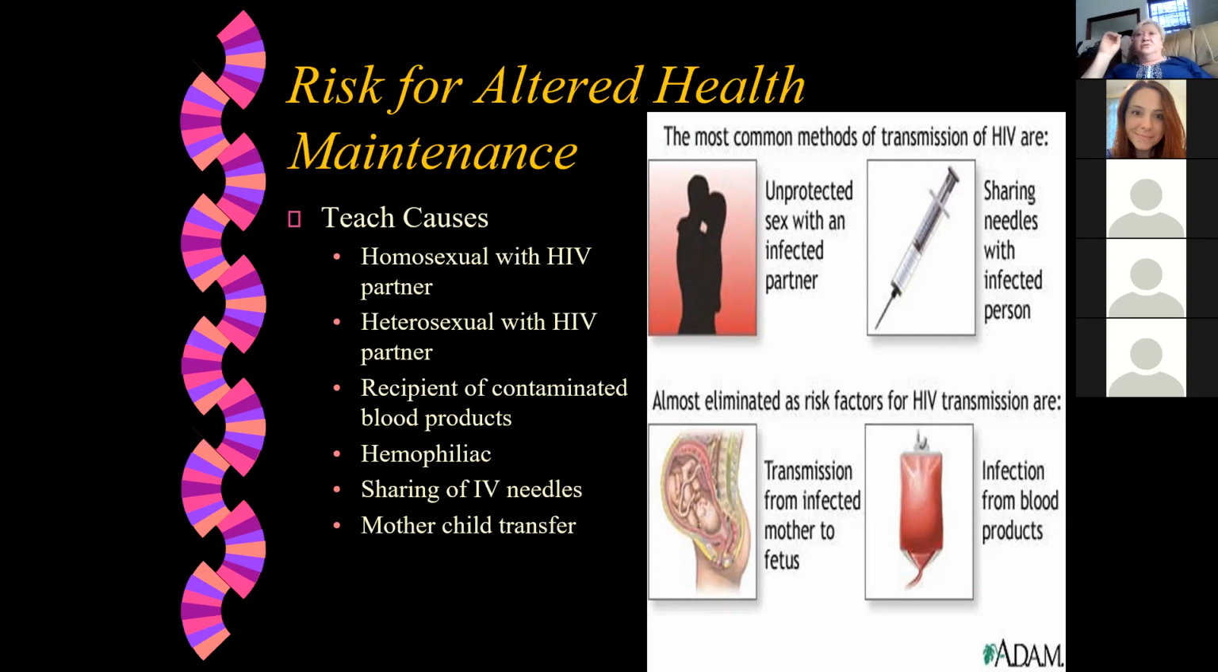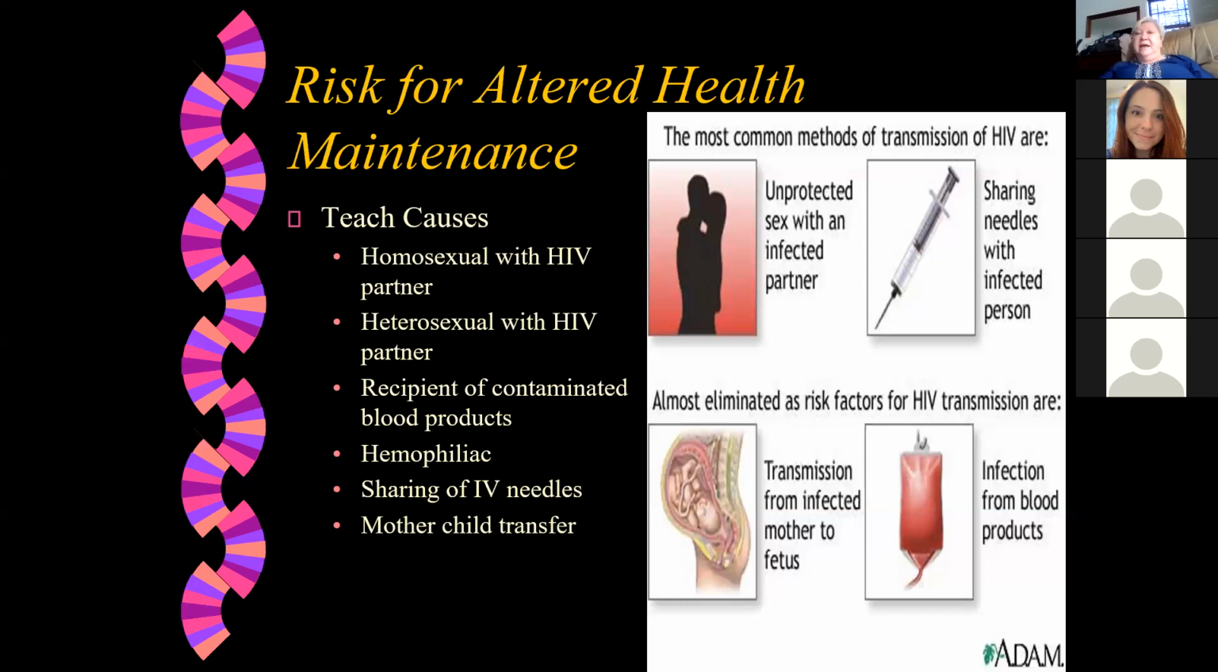The most common method of transmission is still unprotected sex with somebody that has the HIV infection. They don't have to have AIDS. They have to have the HIV infection. And the highest population group is still homosexual encounters with an HIV partner, somebody that has HIV. Next comes heterosexual with somebody that has HIV. Those two are the most common, homosexual first, then heterosexual.